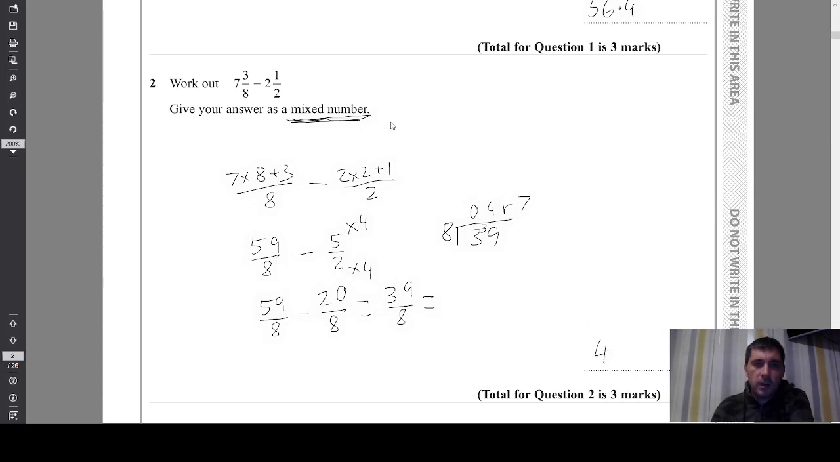Okay, checking if it makes sense. So 8 minus 2, yeah, it's 5, but since we're taking bigger fractions from smaller, we'll have to borrow some. Okay, so 4 and 7/8 as a mixed number.